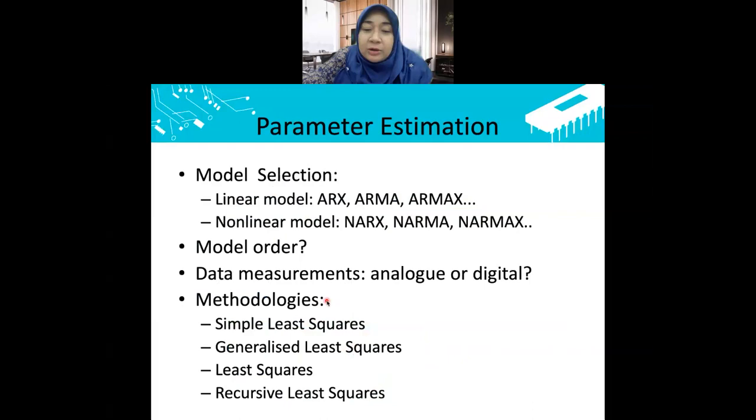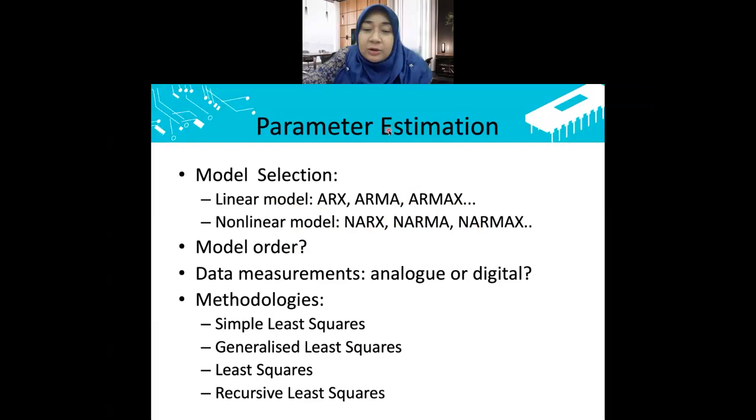For the linear model we have all this jargon. Maybe you can look up what is meant by ARX, ARMA, ARMAX. This is for the linear model. And for the non-linear model, we have NARX, NARMA, NARMAX. Maybe you can look up all the information first. Any control textbook will have them.